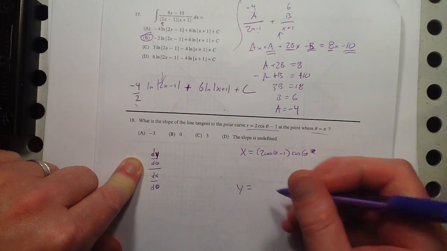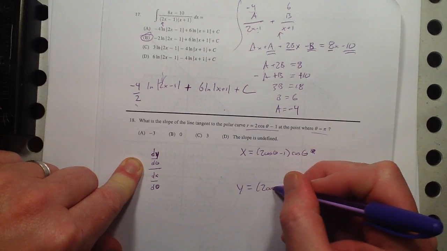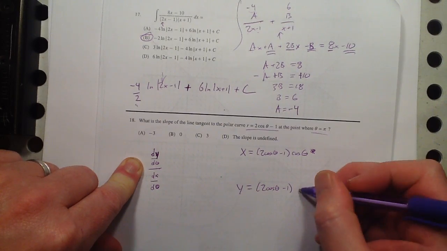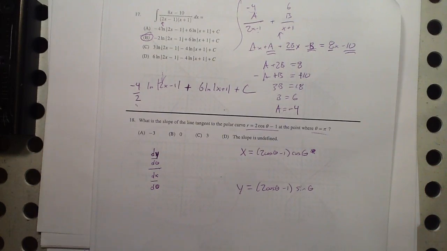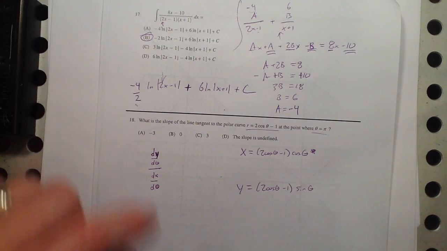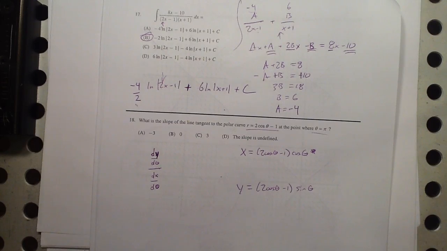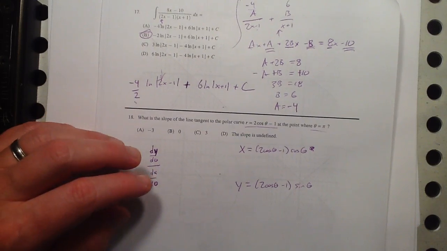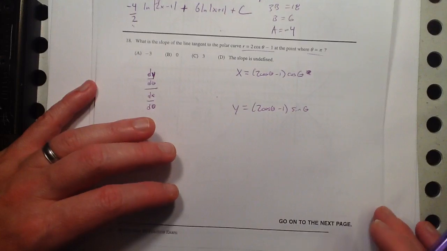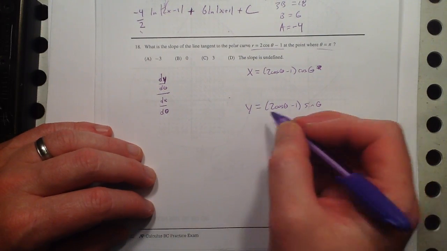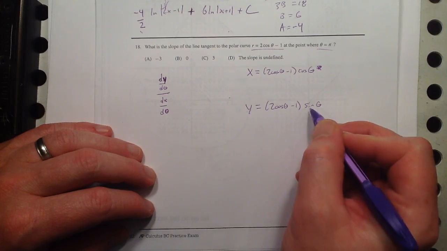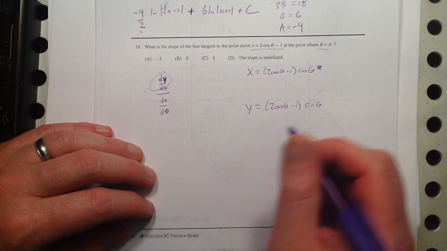And y is equal to r sine theta. So I got to take the derivatives of these things and then put them over each other and plug that in. So this is not going to be pretty no matter how we slice it. So let's just get busy here. I'm just going to leave them like this and do the product rule.